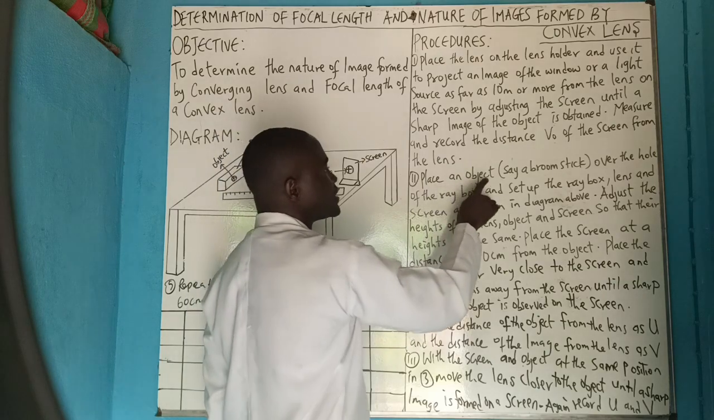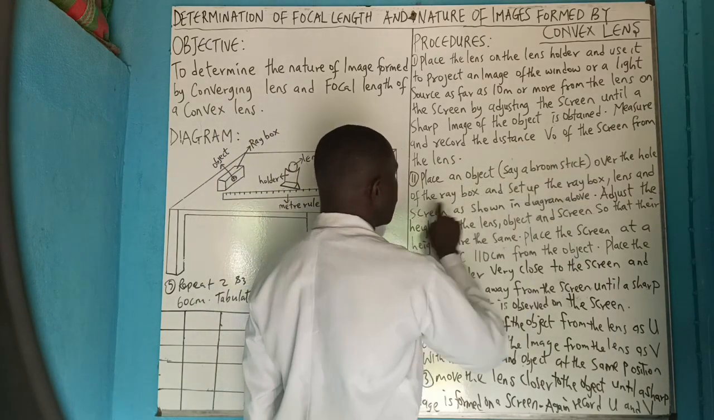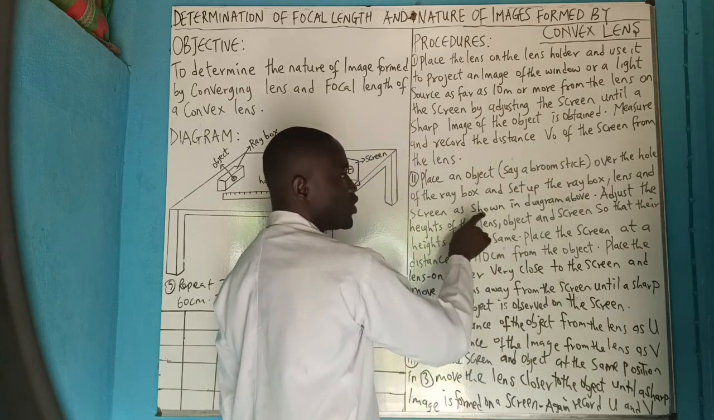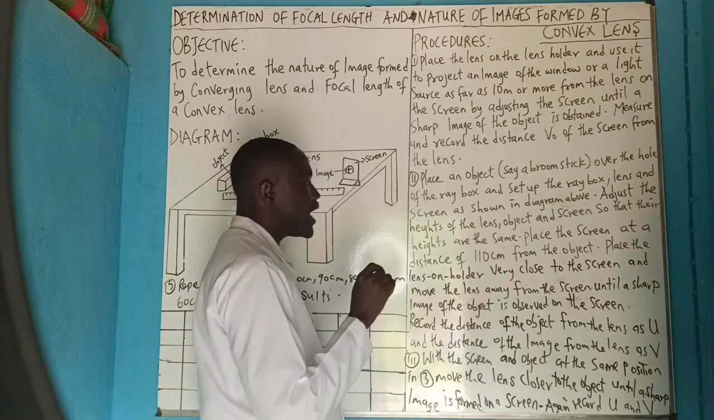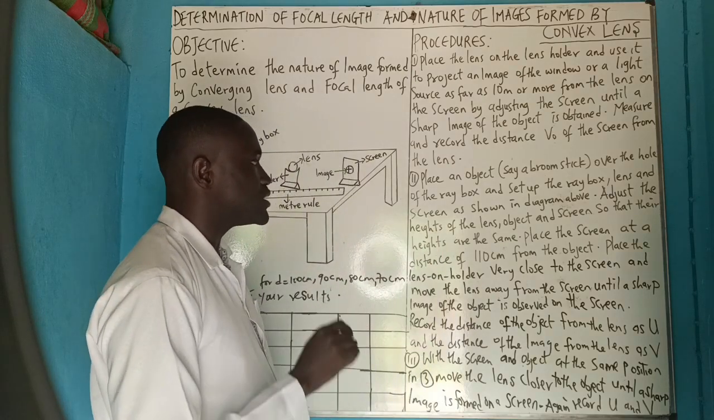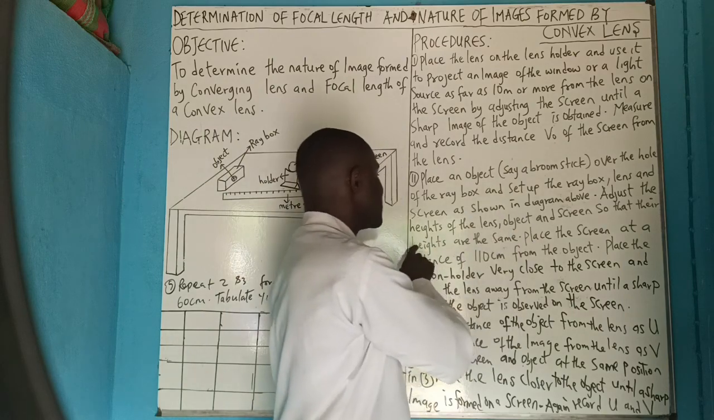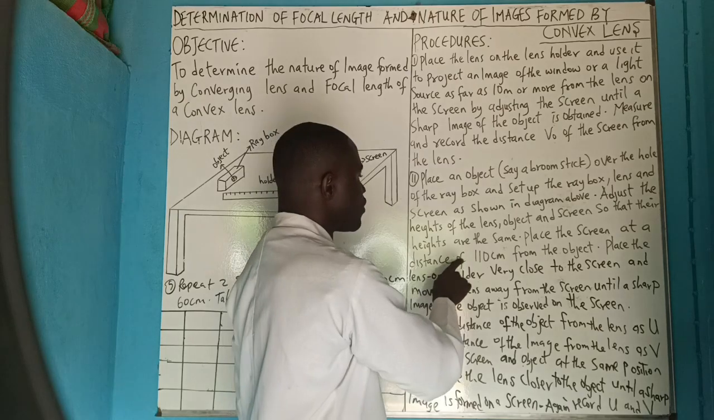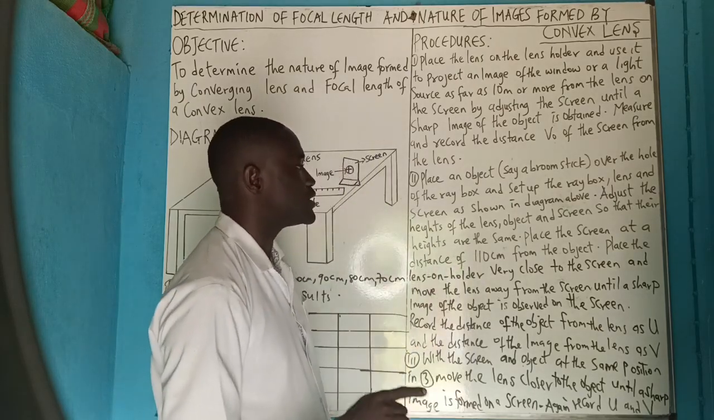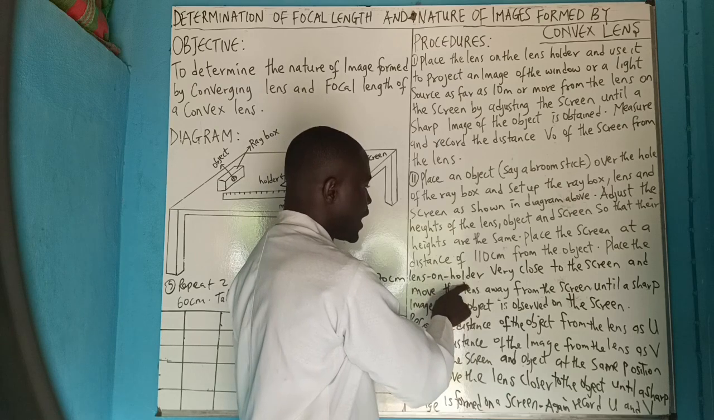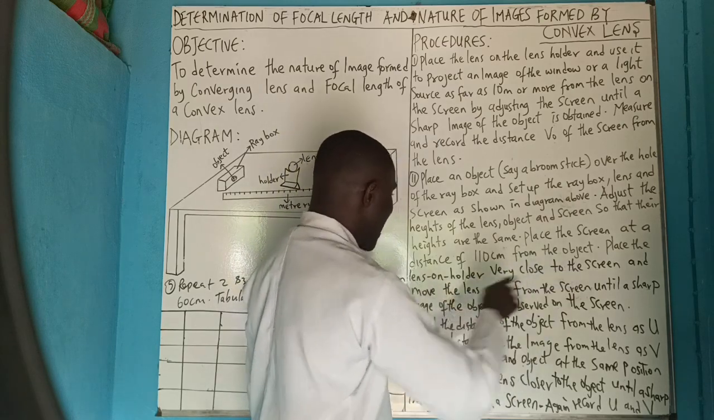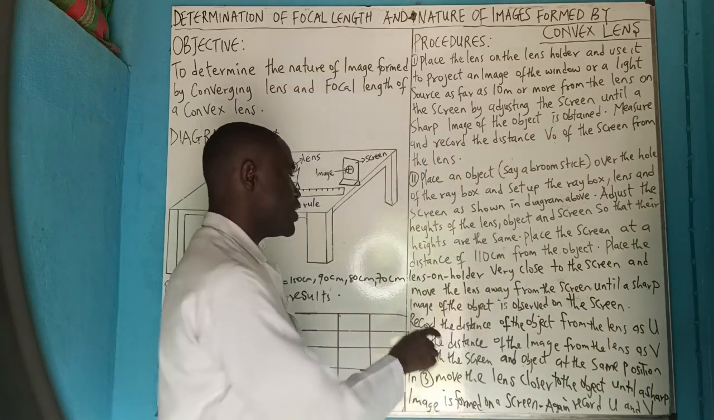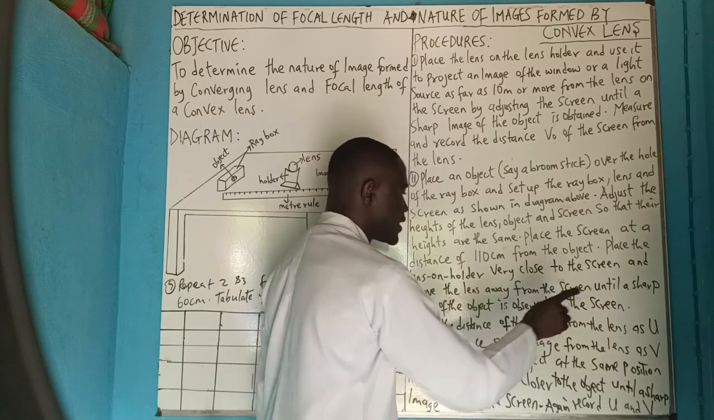Place an object, say a broomstick, over the hole of the ray boss and set up the ray boss, lens and screen as shown in diagram above. Adjust the height of the lens, object and screen so that their heights are the same. Place the screen at a distance of 110 cm from the object. Place the lens on holder very close to the screen and move the lens away from the screen until a sharp image of the object is observed on the screen.